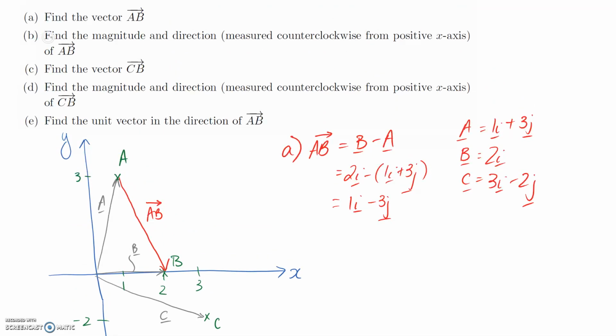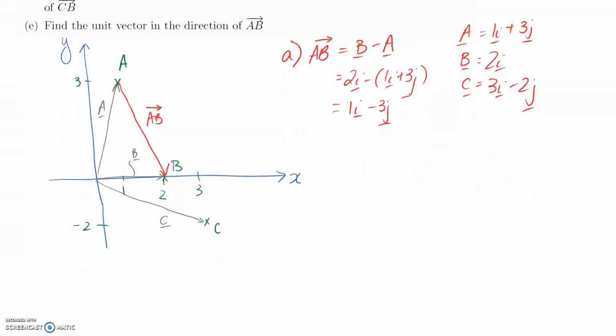So part B, it's asking us to find the magnitude and direction measured counterclockwise from the positive x-axis for this vector that we've just worked with. So let me just draw it separately away from here. So we said it was 1i and then 3j going down. This is for part B. And this here is AB itself.